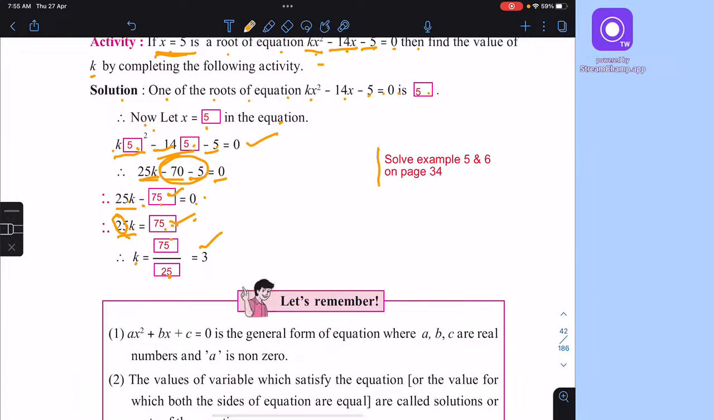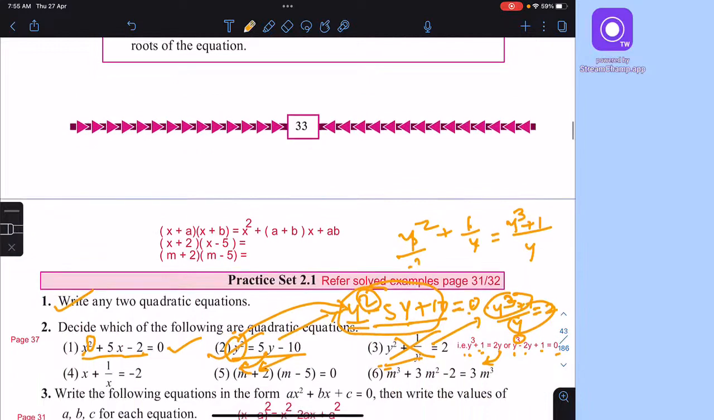You can see solve example 5 and 6 on page 34. You have to solve this example 5 and 6 on page 34.